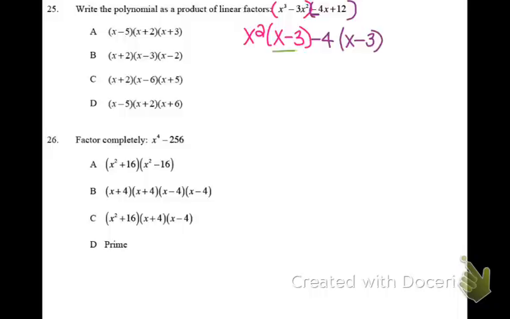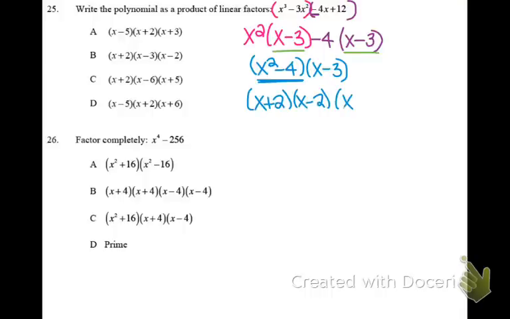They're supposed to be the same, so if they're not the same, that means you made a mistake like I did. Continue to factor, so I have x squared minus 4 and x minus 3. This can be factored further. That is x plus 2 and x minus 2 times x minus 3. So your answer for that is B.